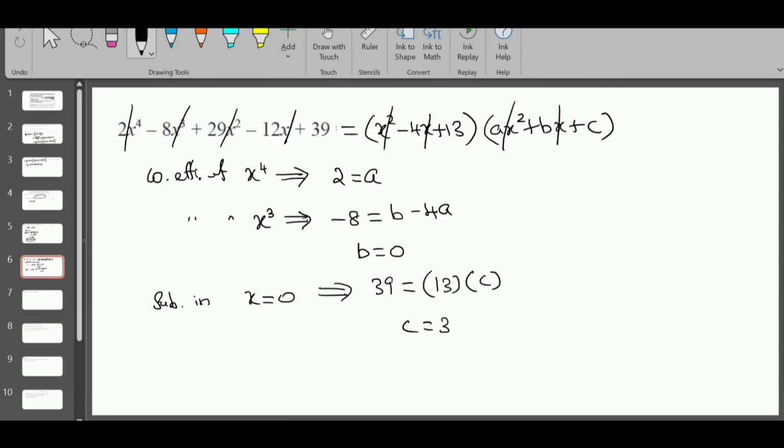So therefore the other factor is ax square plus bx, b is 0, plus 3 is equal to 0. So when you equate it to 0, you will get the other two roots. So x square is equal to minus 3 over 2. x is equal to plus or minus square root of negative 1, which is i root 3 over root 2.